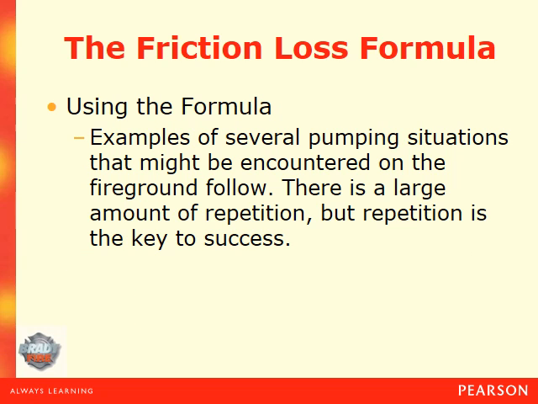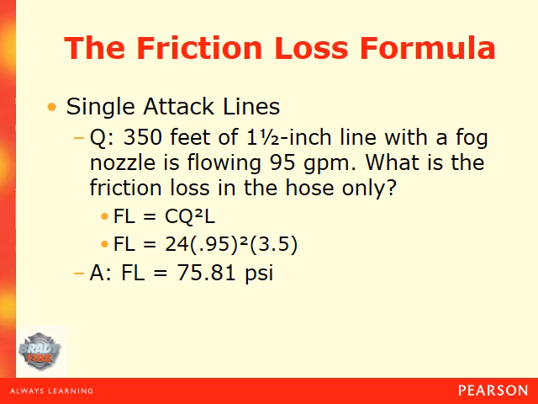Using the formula, examples of several pumping situations that might be encountered on the fire ground follow. There is a large amount of repetition, but repetition is the key to success. Practice, practice, practice. First question. 350 feet of 1.5-inch line with a fog nozzle flowing 95 gallons per minute. What is the friction loss in the hose only?